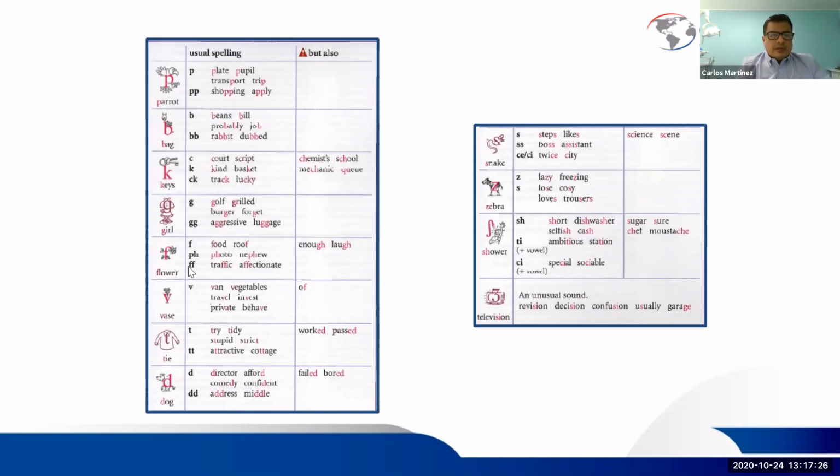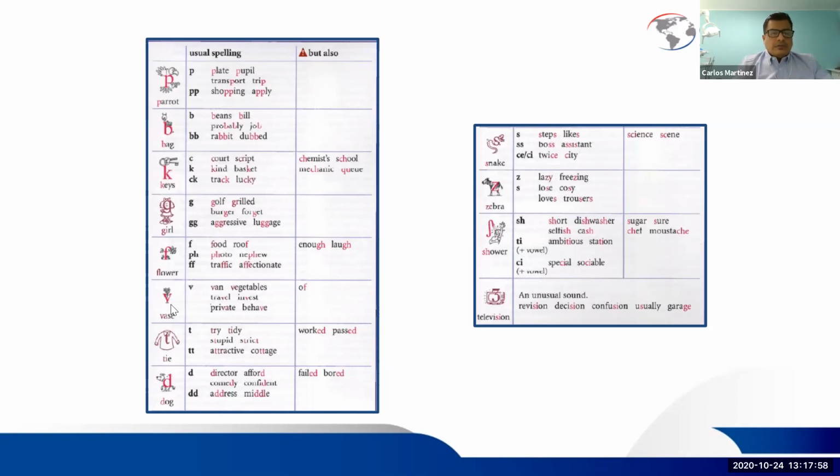Okay, very good. Now we have the phoneme F, and it can be represented with these different combinations, like the F in food or roof, the PH, like in photo or nephew, the double F, like in traffic or affectionate. And some unusual combinations are enough and laugh. Enough, GH, or laugh, GH.